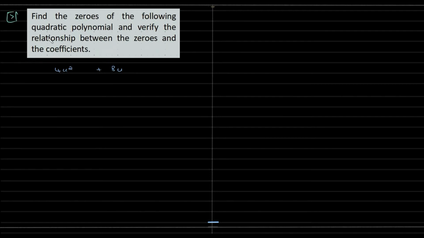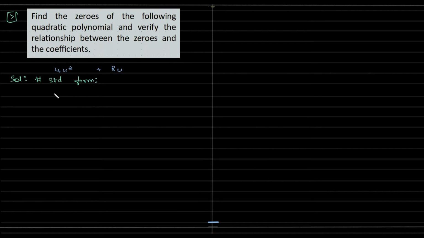Another similar question. Find the zeros of the quadratic polynomial and verify the relationship between the zeros and the coefficients. So we are looking at only two terms over here. That's a bit weird, but anyways, let's continue. We are starting off with writing in standard form.